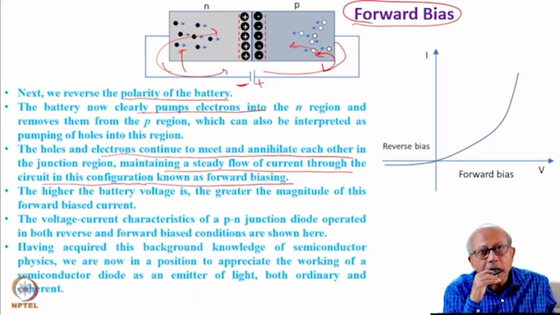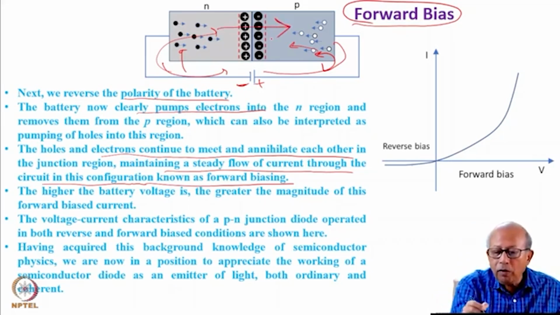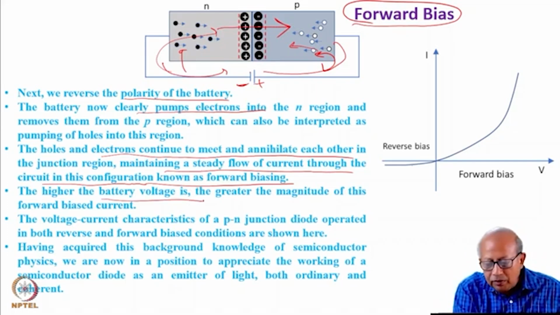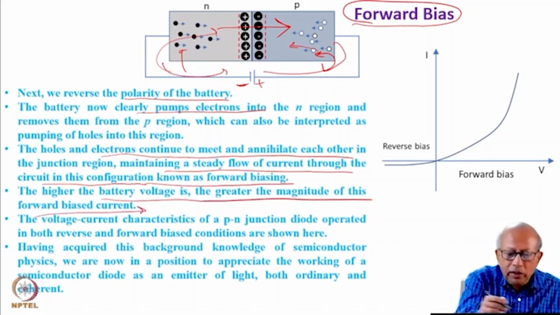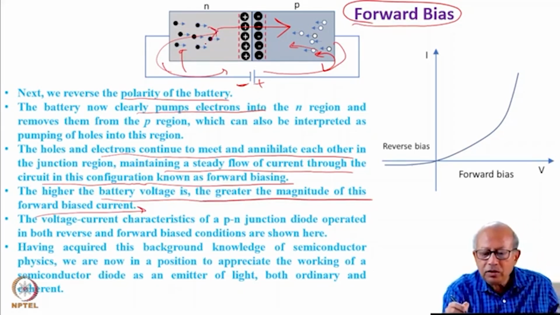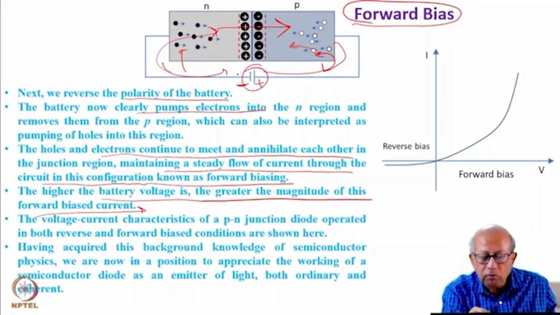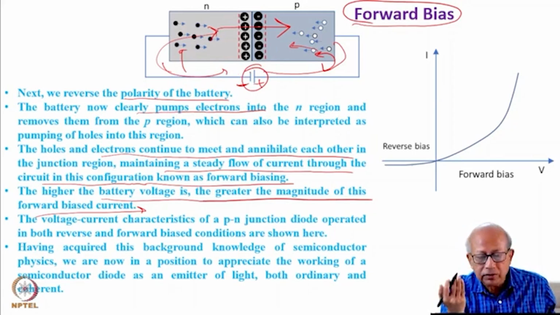So in the forward biasing case, this will allow a flow of current. And the higher the battery voltage, the greater will be the magnitude of the forward bias current. The more electrons will be pumped in the N region and more holes will be pumped in the P region if you increase the voltage of the battery. So that will increase the magnitude of the current.